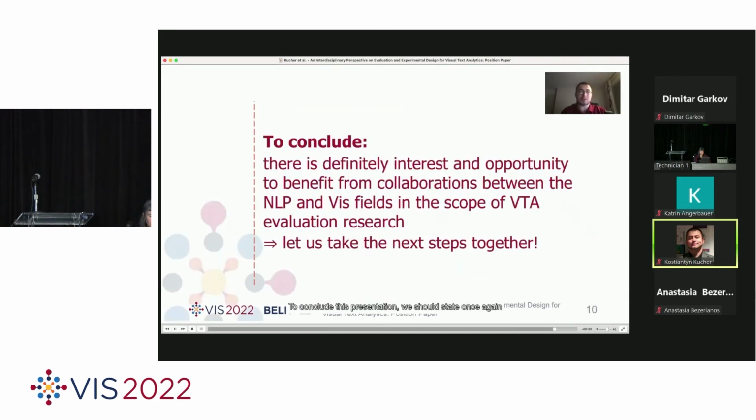To conclude this presentation, we should state once again that there is definitely interest and potential for mutually beneficial collaborations between NLP and visualization researchers in the scope of VTA evaluation. We would thus like to invite the researchers from both communities to make progress as part of interdisciplinary efforts.